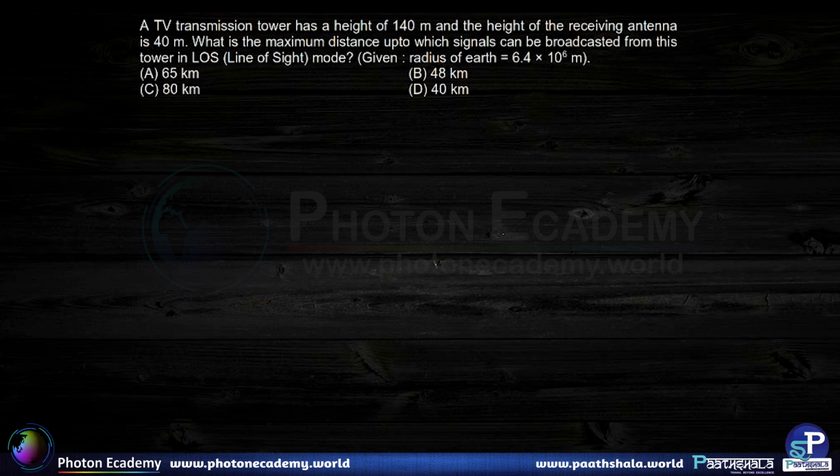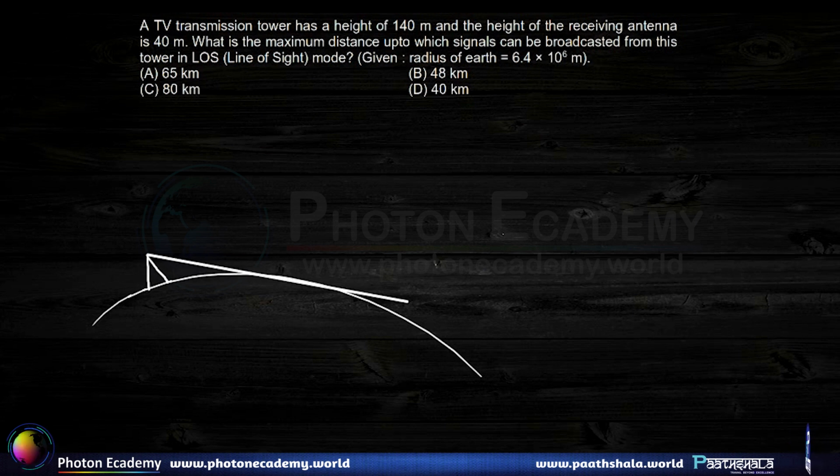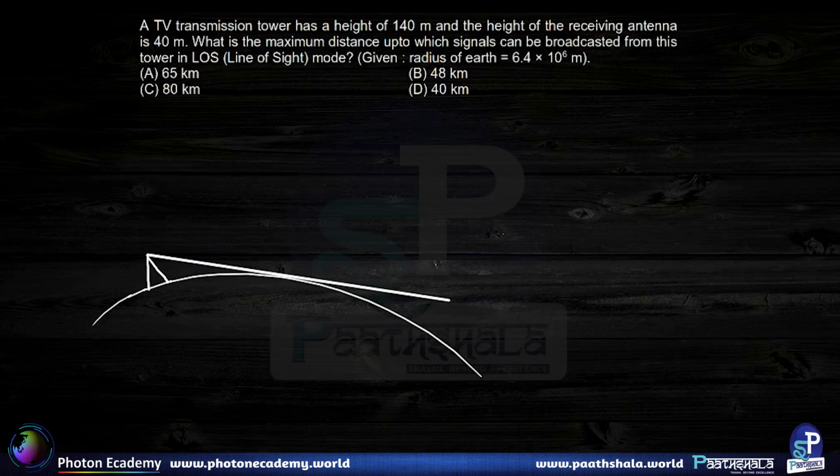So in line of sight communication, let us say if this is the surface of Earth. So this is the transmitting antenna, and let's say this is the point-to-point communication receiving antenna drawn over here. So let's say this is the receiving antenna and this happens to be the transmitting antenna.